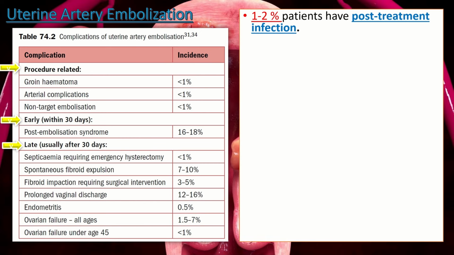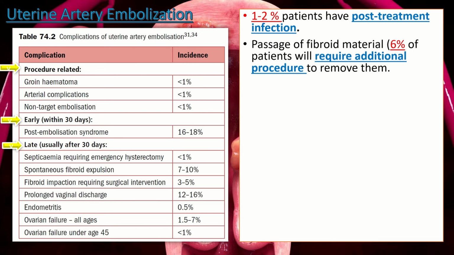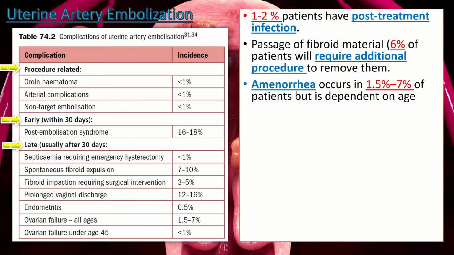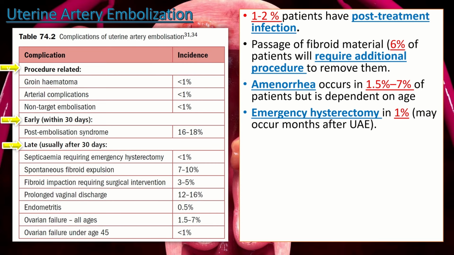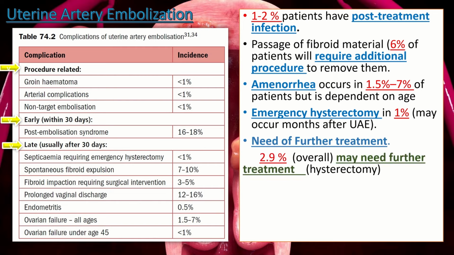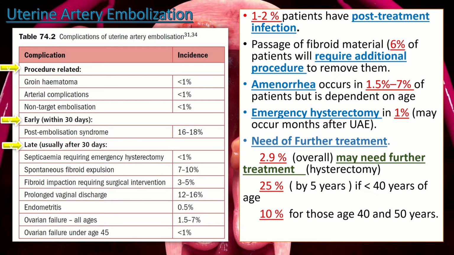1 to 2% of the patients have post-treatment infection. 6% of the patients require additional procedures. Amenorrhea occurs in 1.5 to 7% of the patients, and emergency hysterectomy is required in 1%. 2.9% of the patients overall may need further treatment like hysterectomy.